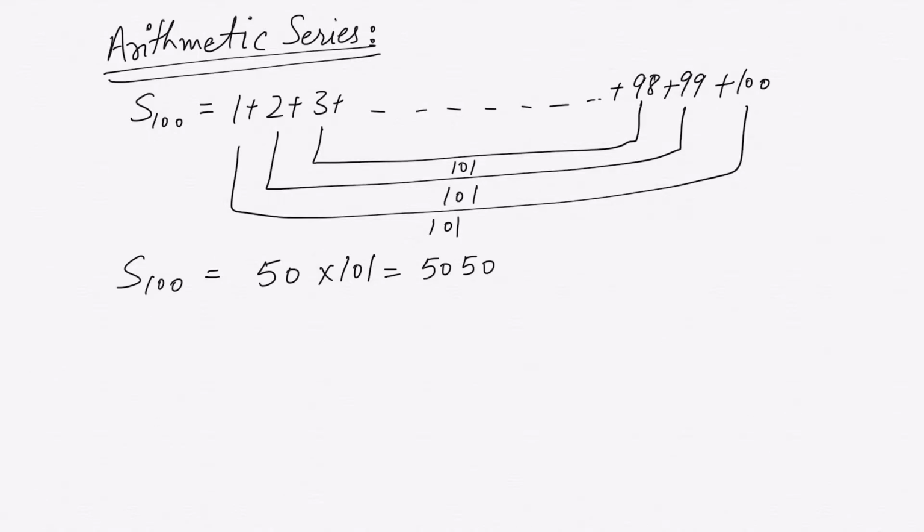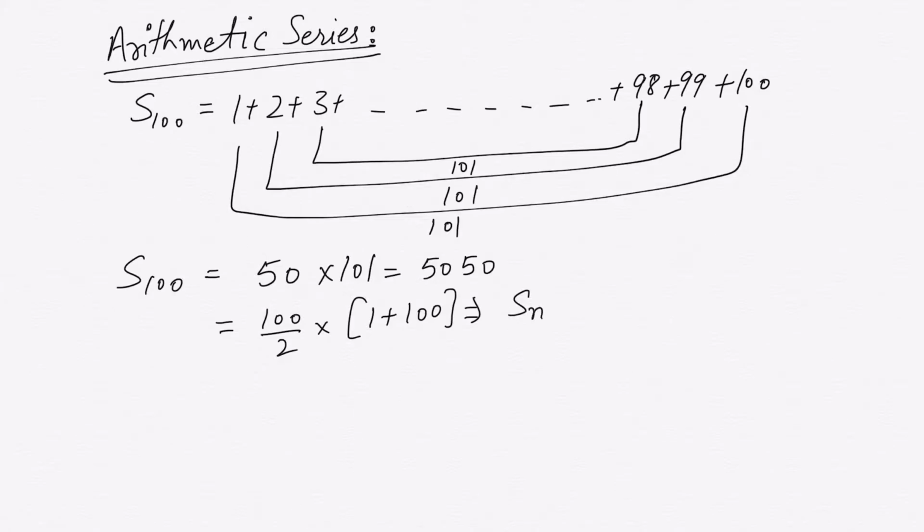And now these first 100 natural numbers form an arithmetic series. So I'll try to derive the formula from here. What I see is that this 50 is half of 100, which is the total number of terms I have here, and this 101 is nothing but the sum of 1 and 100. Now I'll try to generalize this formula.